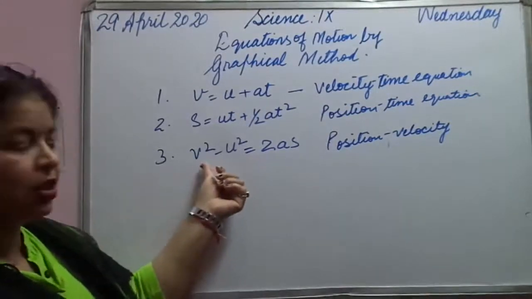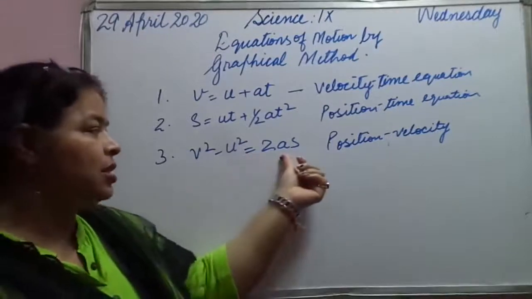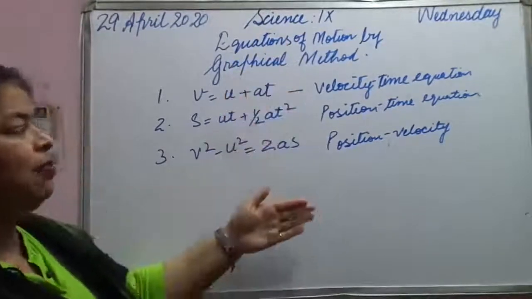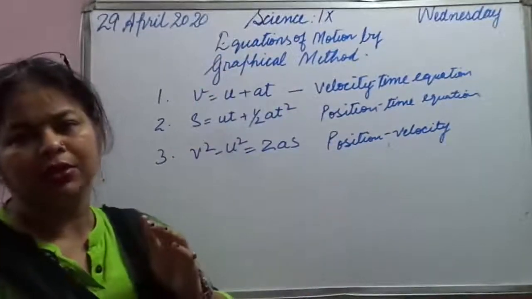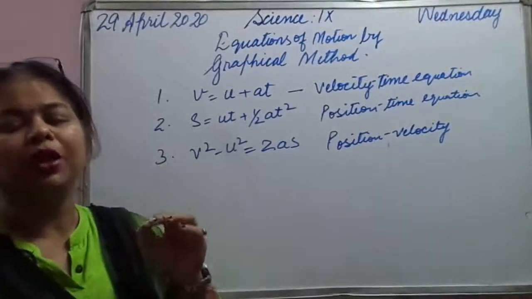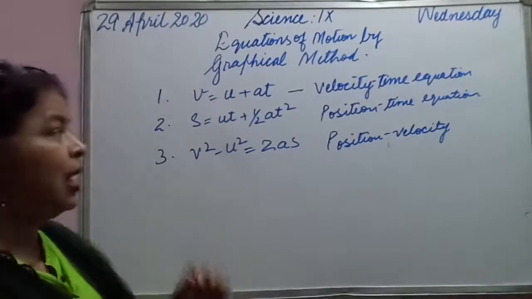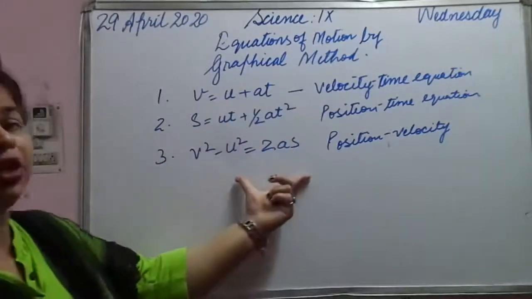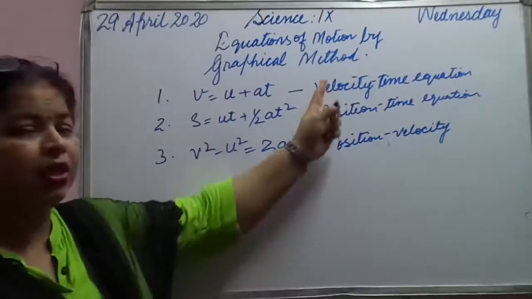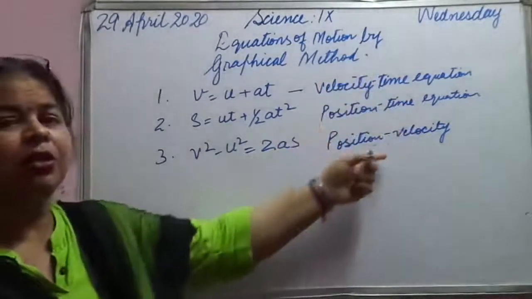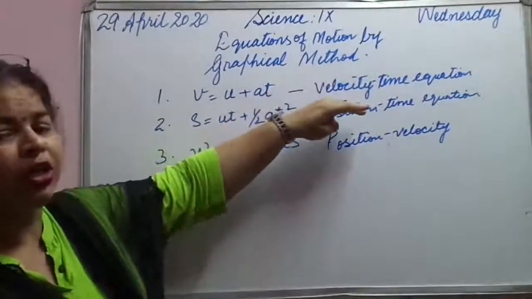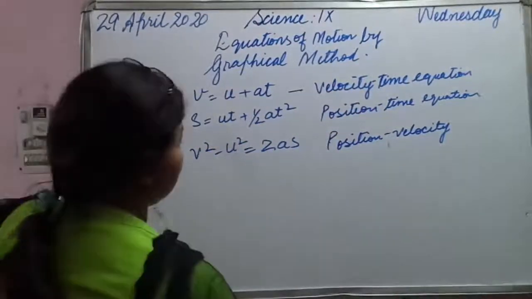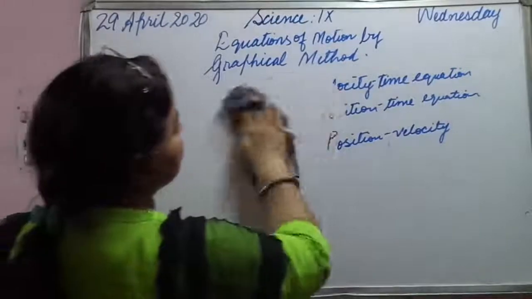Over here, the symbols describe: v is final velocity, u is initial velocity, a is acceleration and s is distance. We have to explain them and derive them graphically. So we are going to start with the first equation of motion, the velocity time equation. First you need to note it down. It is very important to know which two quantities are related in each equation of motion.